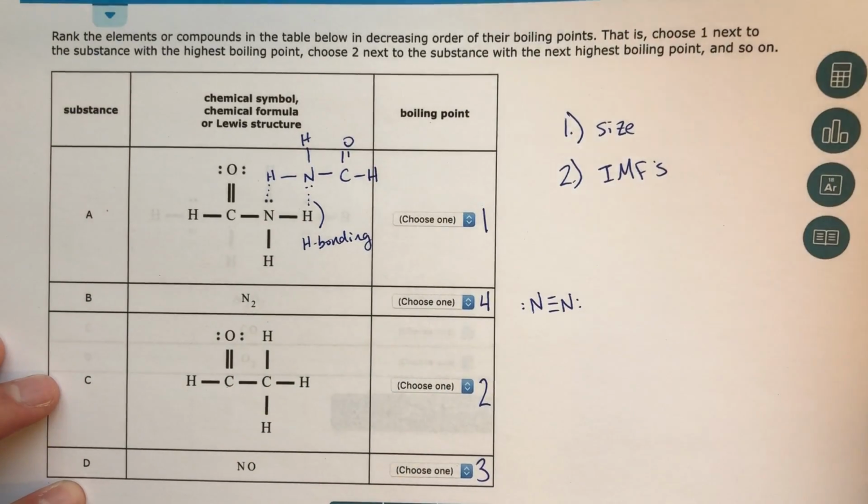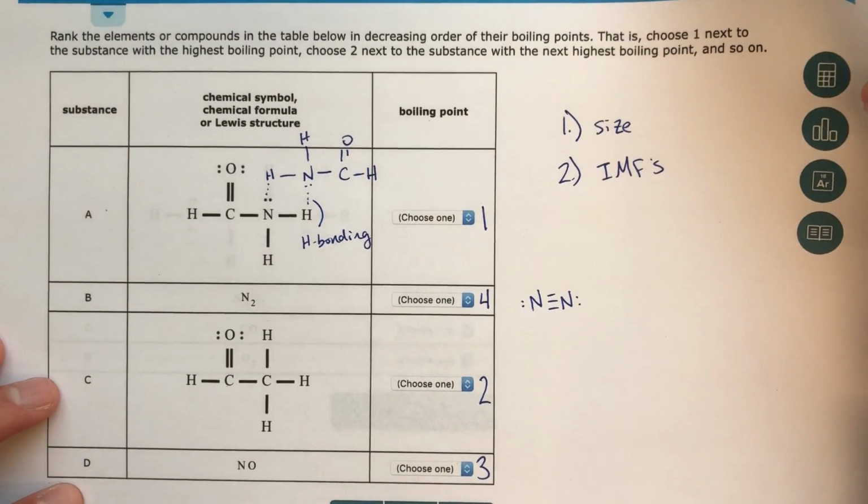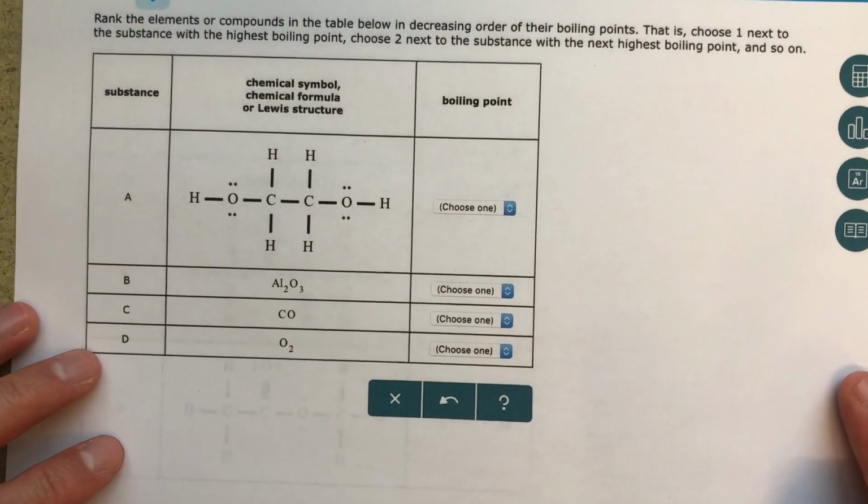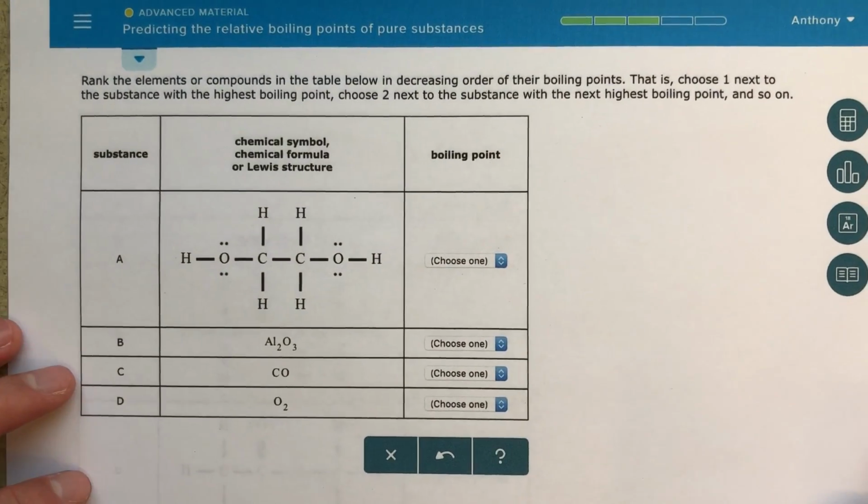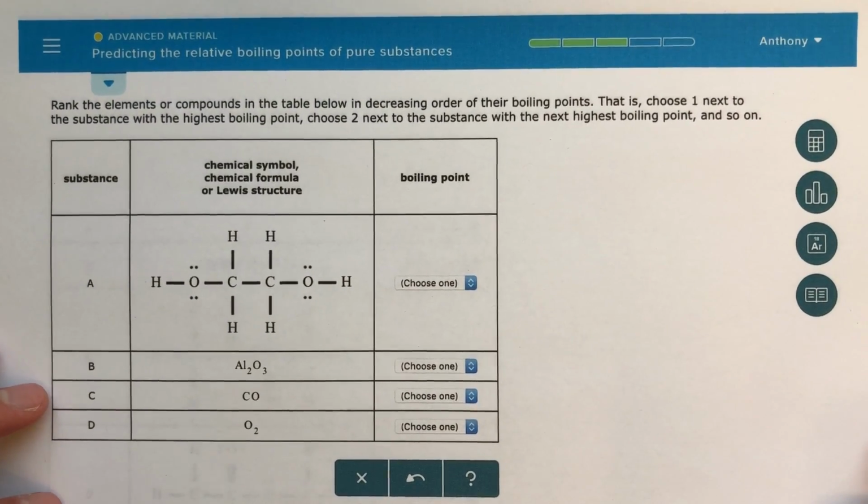Let's do some more examples, and hopefully we'll illustrate a few other things. So I've got 2 more examples to go through here. So in this one, make sure we can see everything.